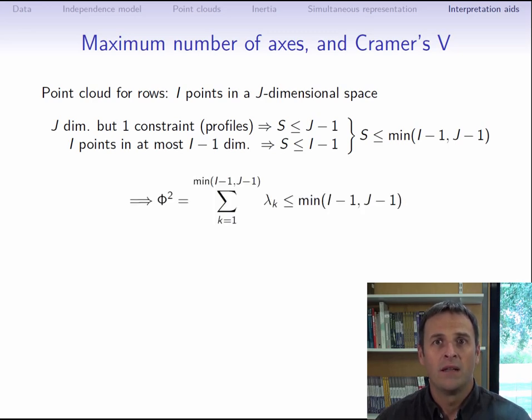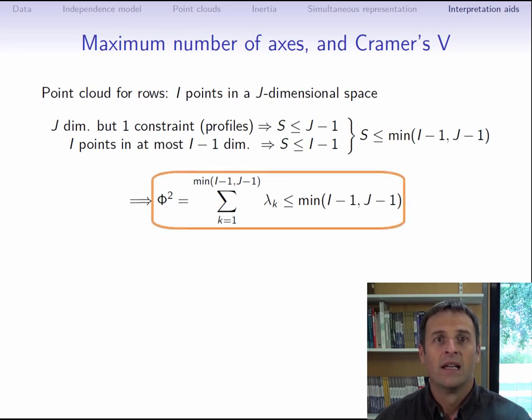So, what does this mean for phi squared, which is equal to the sum of the eigenvalues, and remembering that these are all less than or equal to 1? Well, it means that phi squared must be less than or equal to the number of dimensions with non-zero inertia, that is, less than or equal to the smallest of I-1 and J-1.